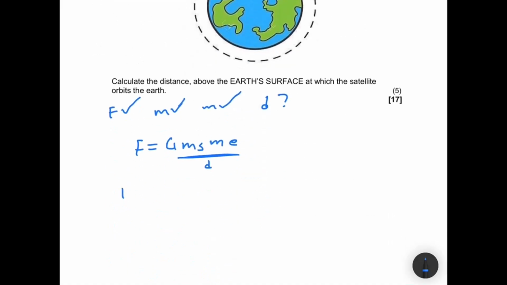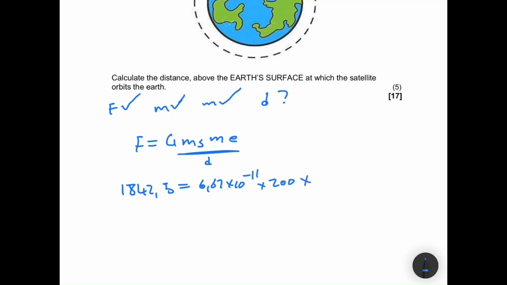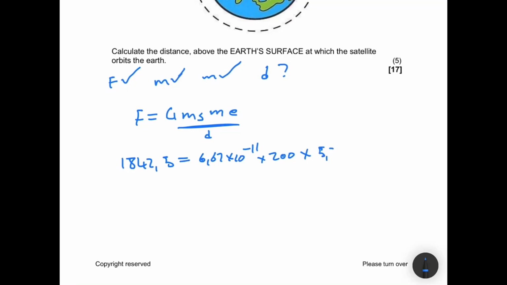1,842.5 equals that capital G, which is a constant, 6.67 times 10 to the minus 11. The mass of the satellite is 200 kg, and the mass of the Earth is 5.98 times 10 to the 24, divided by the distance between them. So we have the distance squared, and now we're solving for the distance squared.